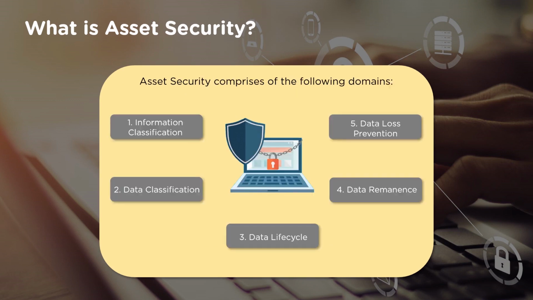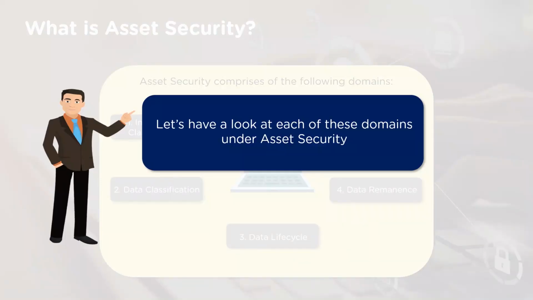Asset security achieves its goals through its domains. The domains are information classification, then we have data classification, data lifecycle, data remnants, and finally we have data loss prevention. Each of these domains has different goals. All of these domains together make up asset security. Now let's have a look at each of these domains individually.